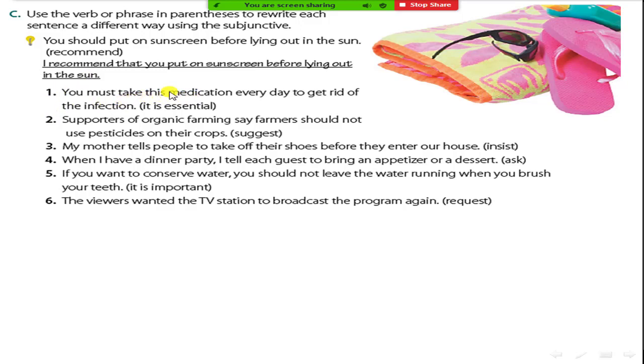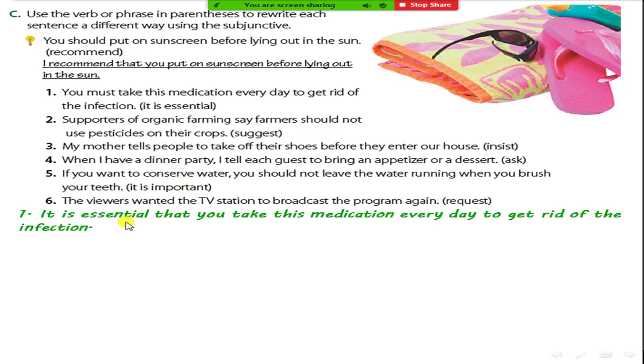You must take this medication every day to get rid of the infection. Use this expression, it's essential. It's essential that you take this medication every day to get rid of the infection. Essential means it's necessary. Yes, thank you.